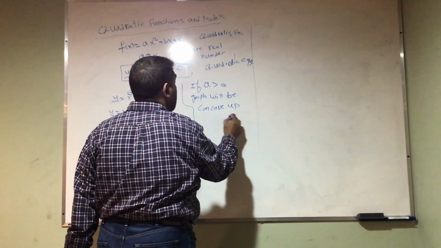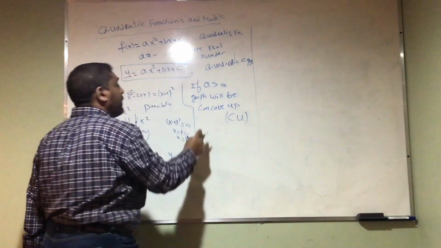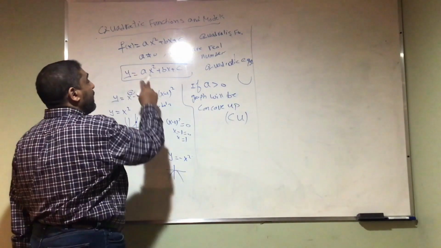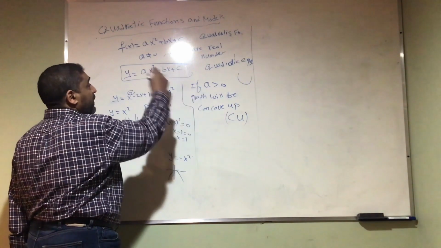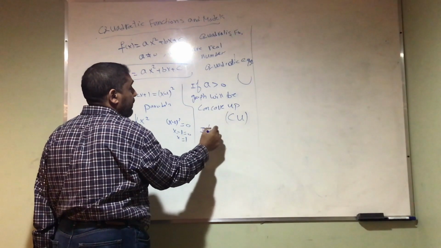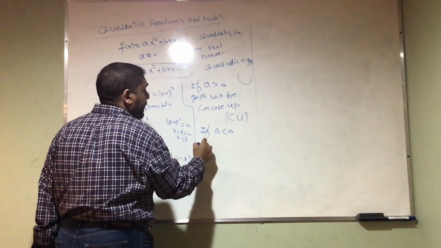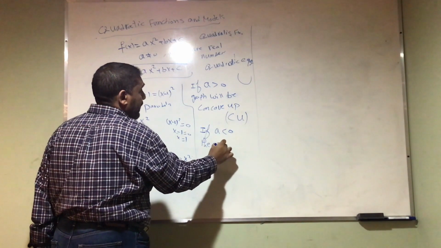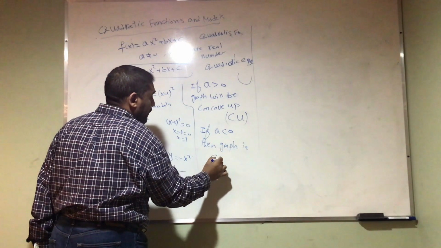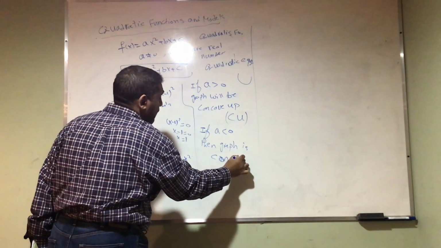Concave up, I'm going to write CU between brackets here, CU, concave up, like the graph will be open up like this, all right? So if I look at the coefficient A, if it's positive, then I know the graph will be concave up. If A is less than 0, then the graph is concave down, CD. I should write it here, concave down.